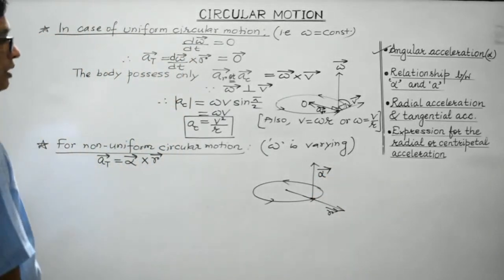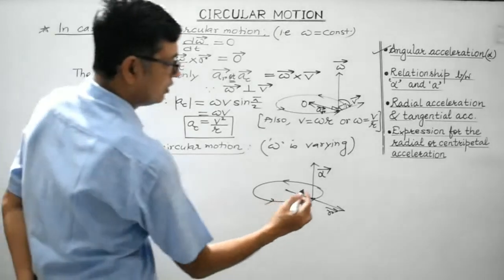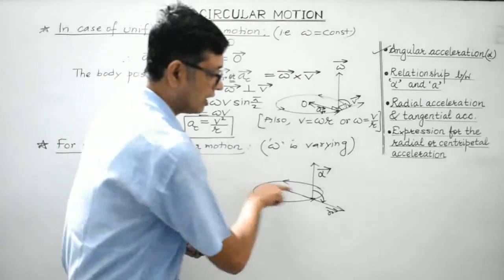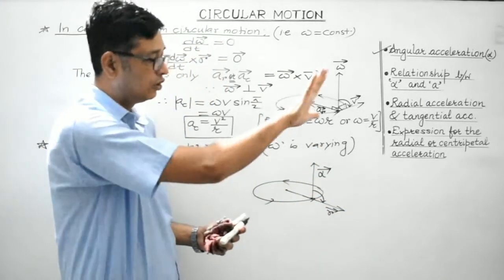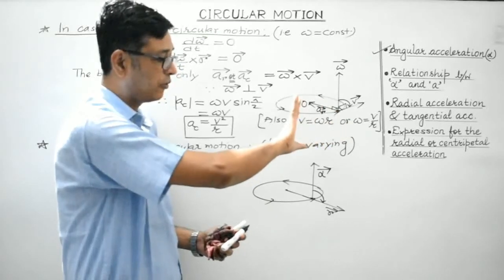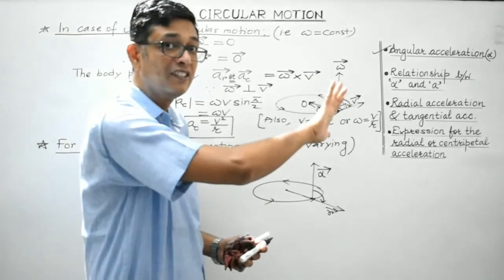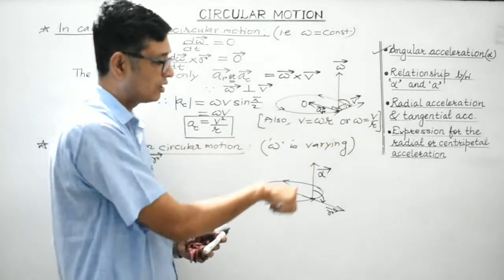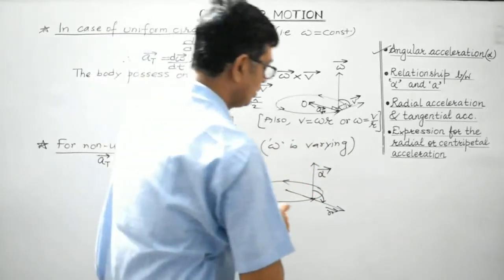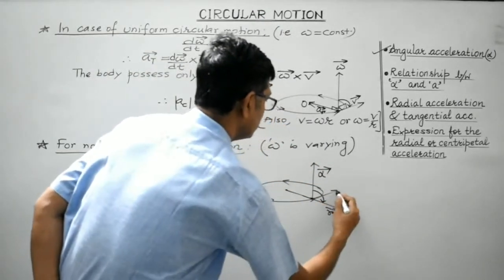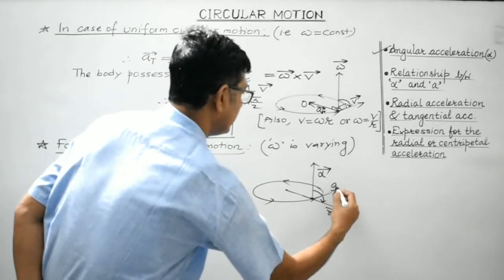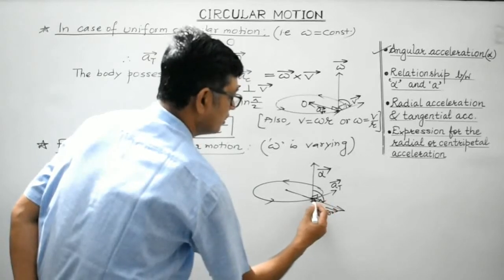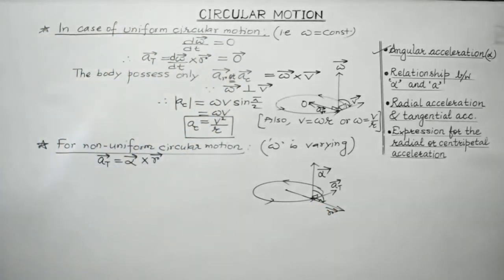Now, alpha cross r. So it will be like this. This is the r vector, the increasing direction of the radius vector. Look, the angle is to be oriented from alpha to r. So using the right hand thumb rule, my fingers must curl along the direction of orientation of the angle. So the thumb is pointing tangentially. This must be the tangential acceleration. All are mutually perpendicular to each other.